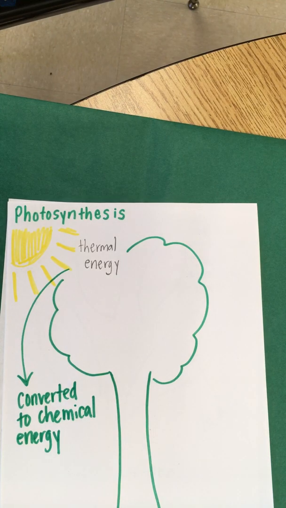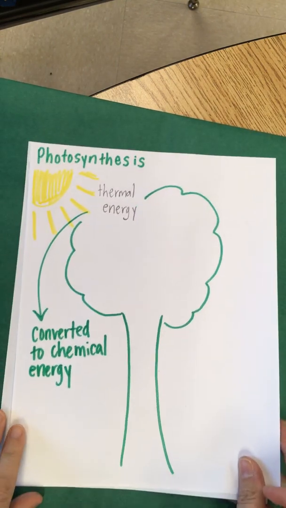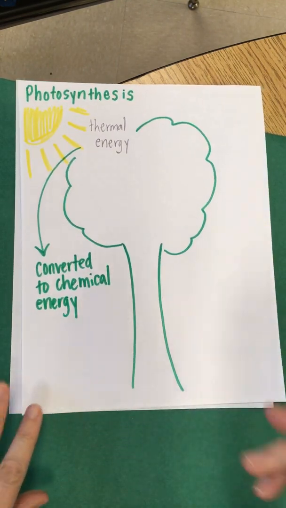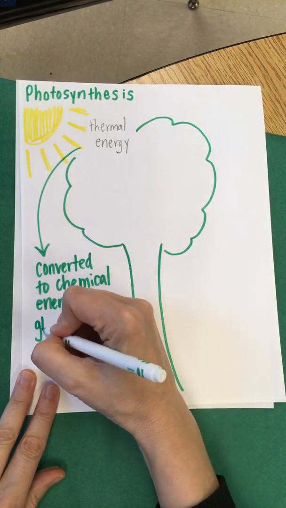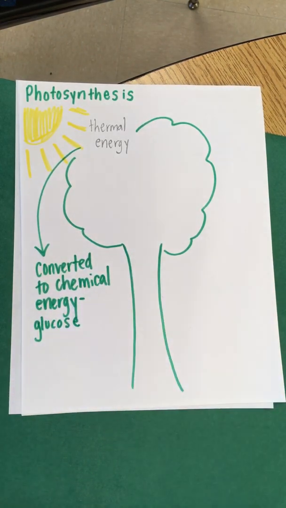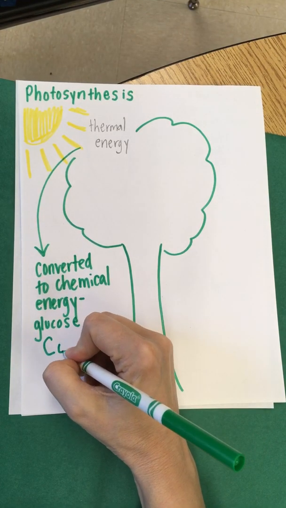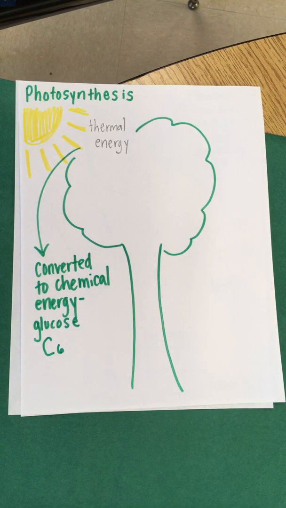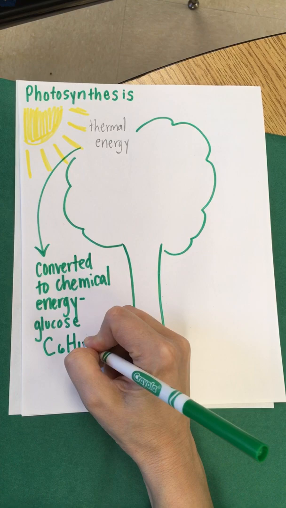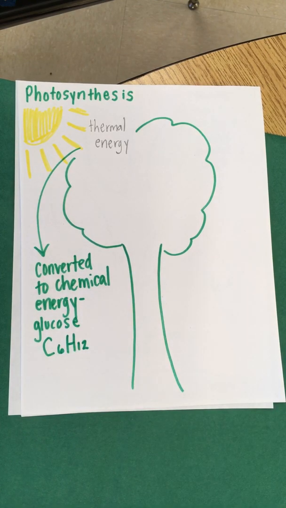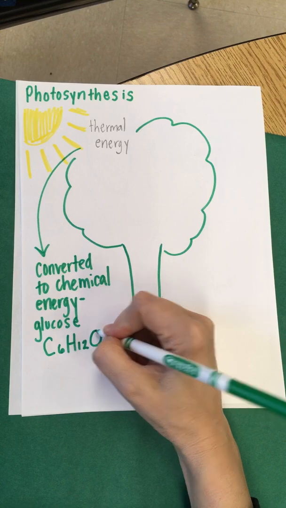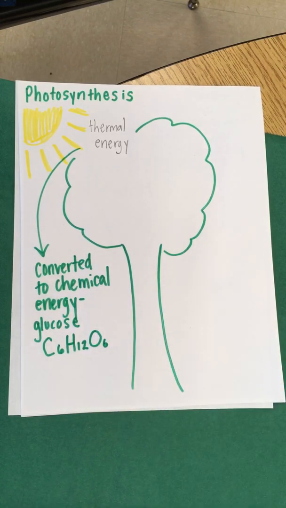Okay? Now, the chemical energy that the plant creates through the process of photosynthesis is sugar. And it's a particular type of sugar called glucose. Glucose is composed of 6 carbon atoms, 12 hydrogen atoms, and 6 oxygen atoms.